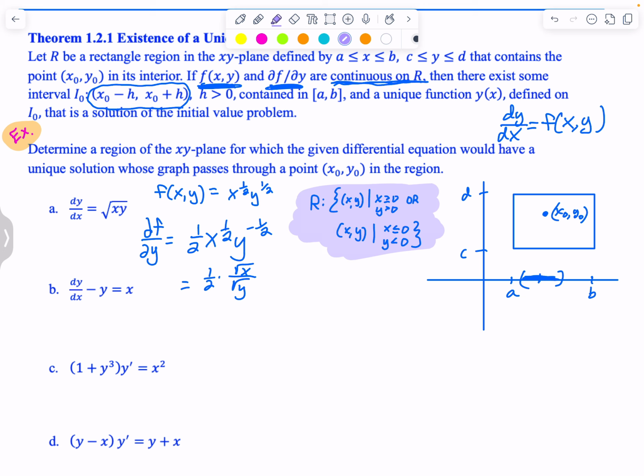That's the region. It's either in the first quadrant, off the y-axis or x-axis. X-axis is when y is 0. In the first quadrant or the third quadrant, but it can't be on the x-axis. All right, so that's where they're both continuous.